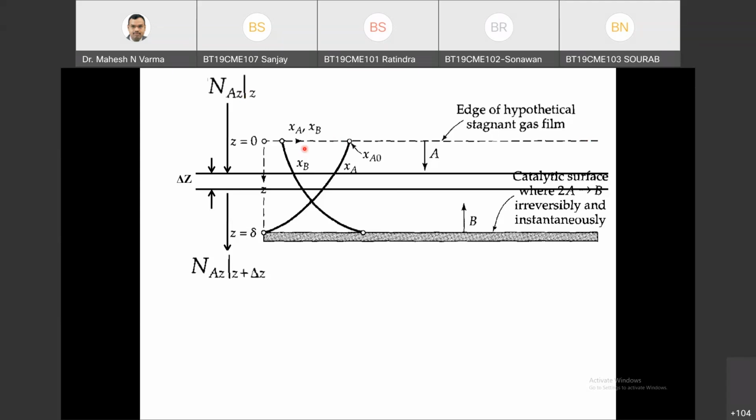So flux multiplied by surface area will give me the rate of A coming into this differential shell. Flux multiplied by surface area will give me the rate of A going out, plus generation and consumption. What will be generation and consumption in this differential shell? Roll number 8. What will be generation and consumption of A in this differential shell?